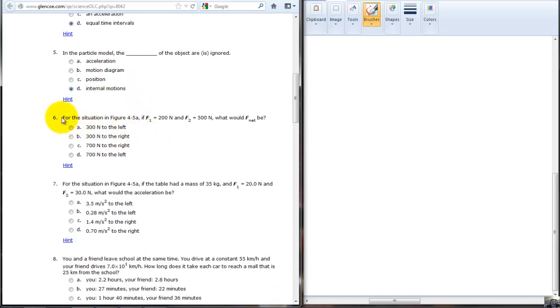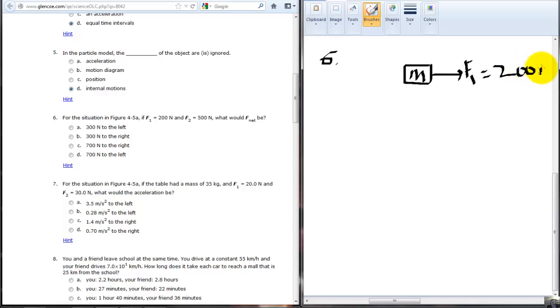For the situation in a figure that I don't have, F1 equals 200, F2 equals 500, what will F net be? Okay, well let me just make up a picture. So this will be number 6. So here's my object. I don't have a mass, I'm just going to put an m there for the mass of the object. Suppose that I had this, F1 equals 200 newtons, and F2 equals 500 newtons. So I have to use a longer arrow, right? Because 500 is bigger than 200.